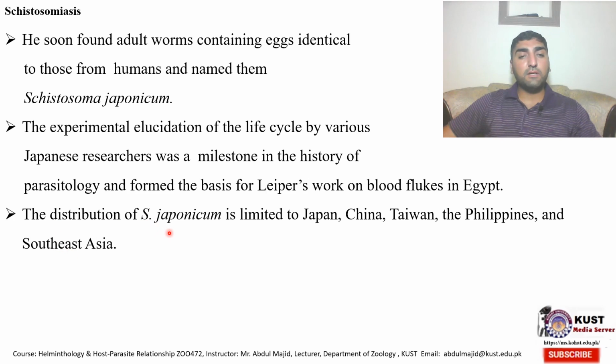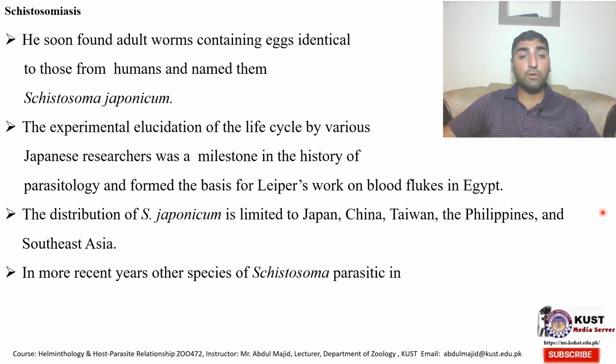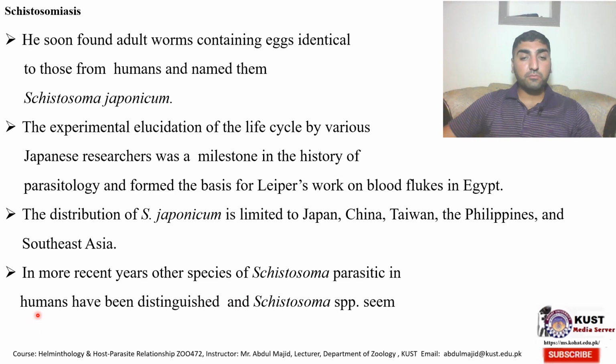The distribution of Schistosoma japonicum is limited to Japan, China, Taiwan, the Philippines, and Southeast Asia. In most recent years, other species of Schistosoma parasitic in humans have been distinguished, and Schistosoma species seem to be evolving actively.